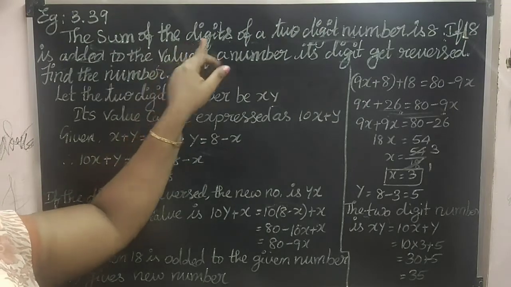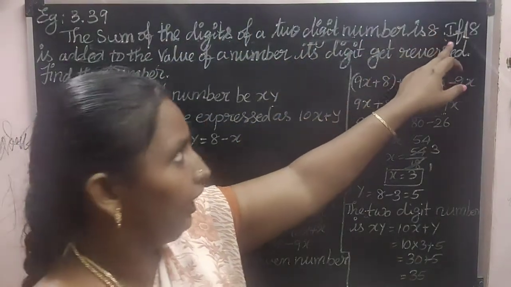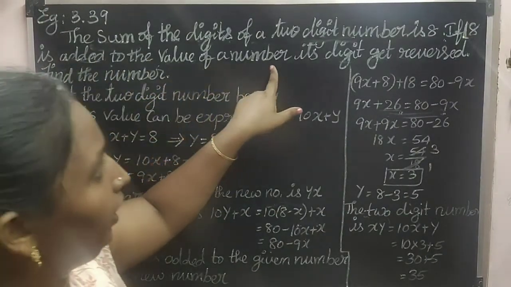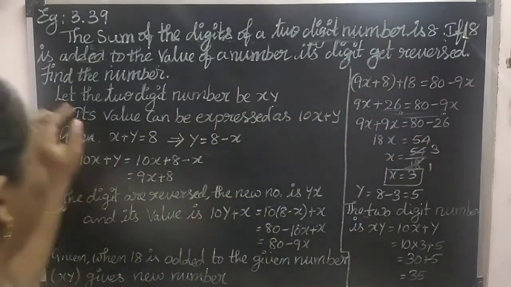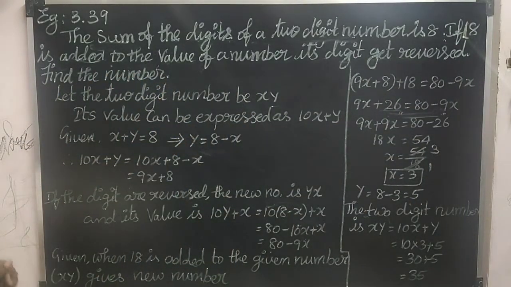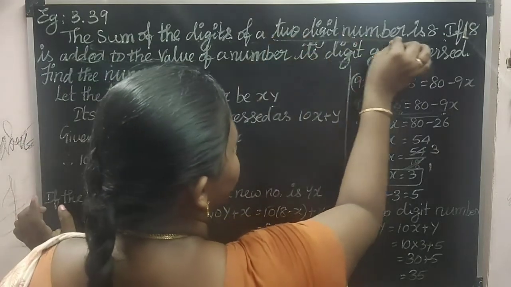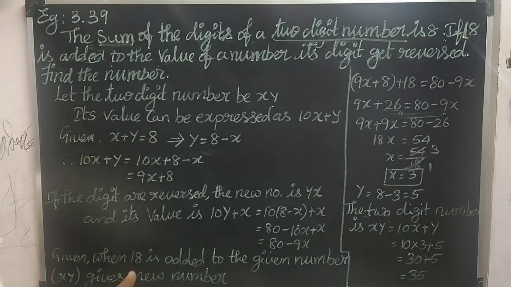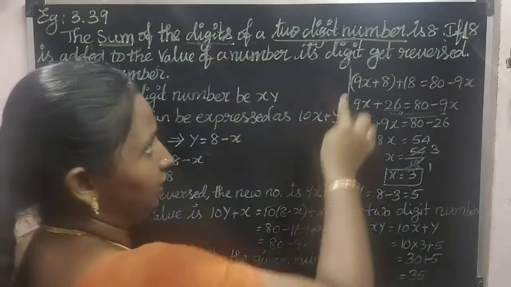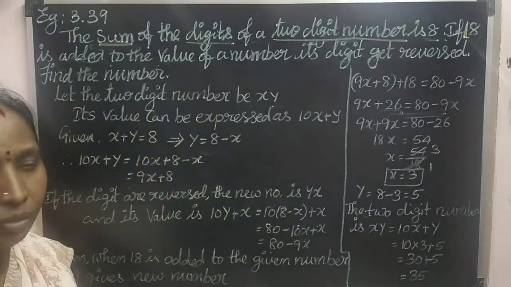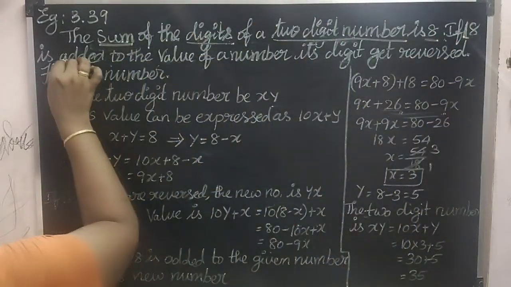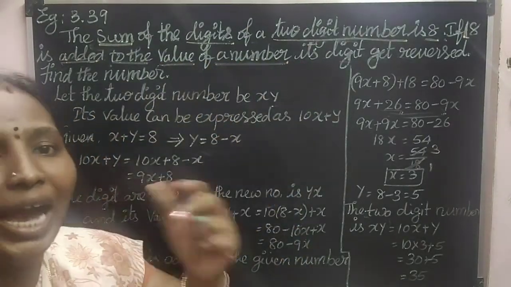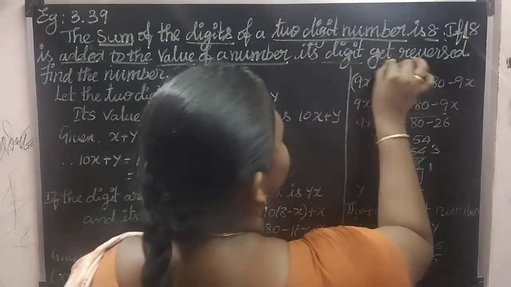Example 3.39. The sum of the digits of a two-digit number is 8. If 18 is added to the value of a number, its digits get reversed. Find the number. So here they are taking one two-digit number. Sum means you are going to add these two. So if you add the digits of that two-digit number, you will get 8. If 18 is added to that two-digit number, the digits get reversed.